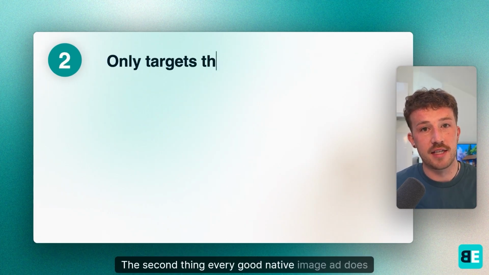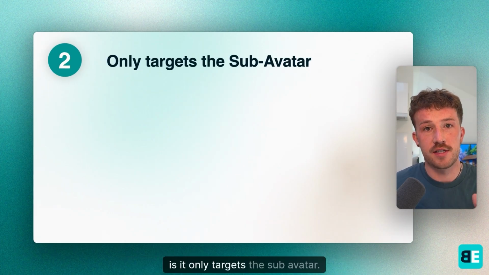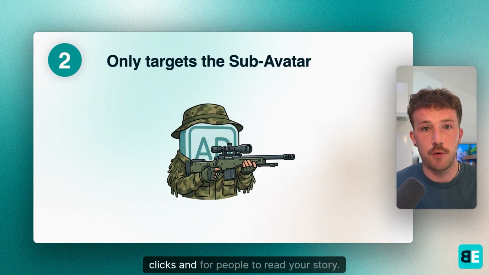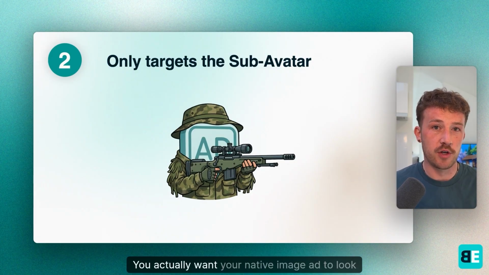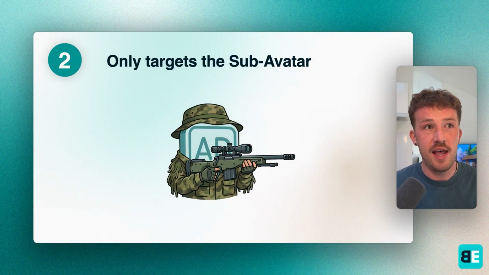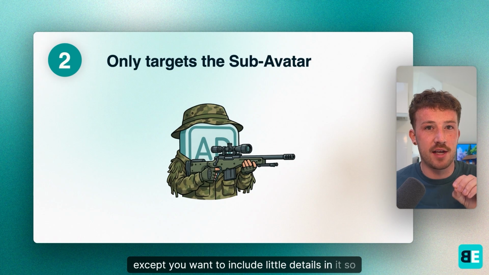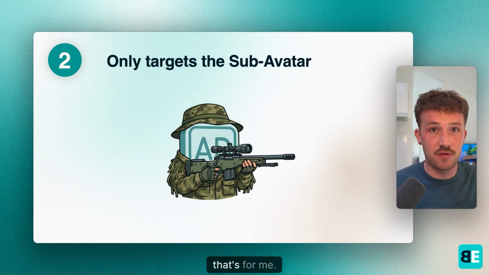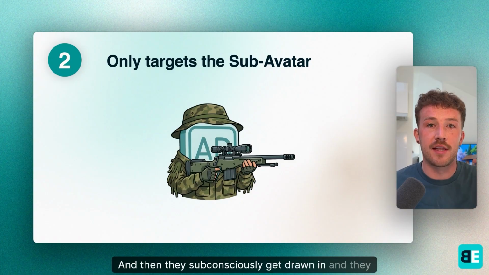The second thing every good native image ad does is it only targets the sub-avatar. You don't want to pay Meta for curiosity clicks and for people to read your story. You actually want your native image ad to look quite boring and quite just something you'd scroll past, except you want to include little details in it so that when your sub-avatar sees it, something twigs in their head and they think, oh, that's for me, and then they subconsciously get drawn in and they start reading it.